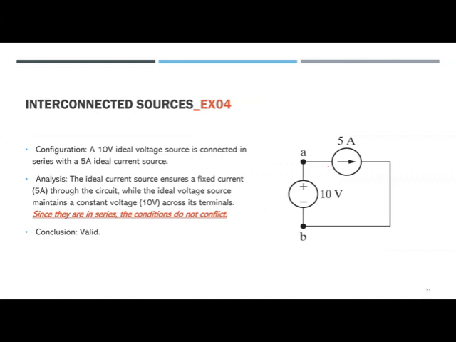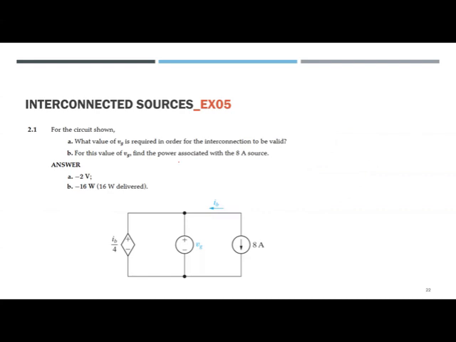This is the circuit with terminals A and B. The ideal current sources connect in series. The current source shows a fixed current of 5 A through the circuit, while the ideal voltage source, 10 volts, maintains constant voltage across the terminals. Since they are in series, the conditions do not conflict with the circuit operation, so that was valid. All right, that was the simple question, interconnected sources.